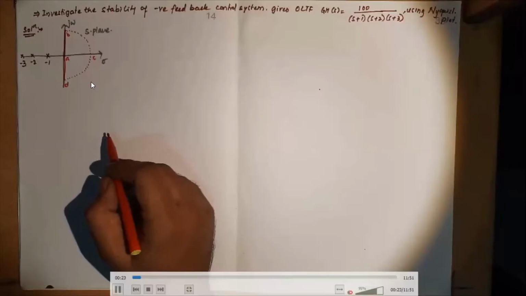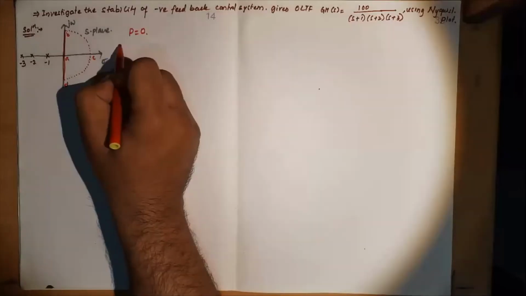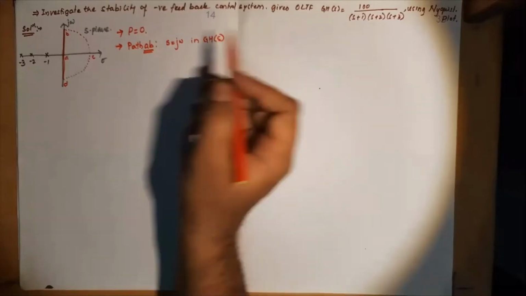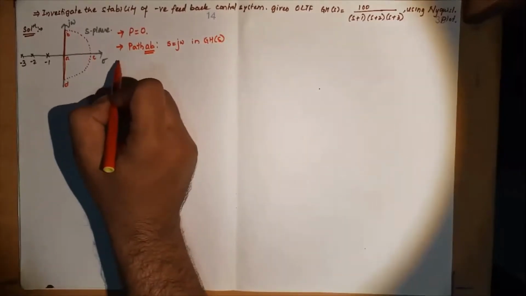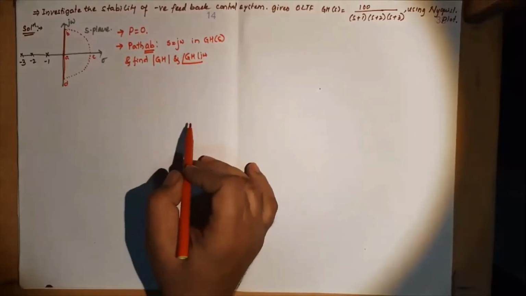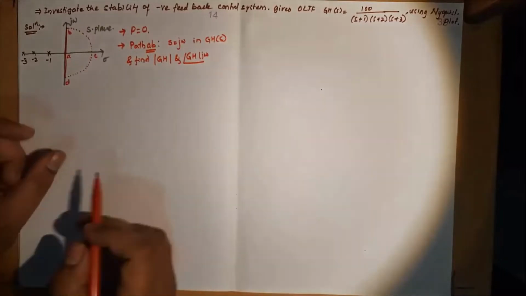So in today's class, we consider another numerical, which is given by 100 divided by (s plus 1) into (s plus 2) into (s plus 3). So P equal to 0, then let us map path AB. So for path AB we substitute s equal to j omega in G(s)H(s), and then we find the magnitude of GH for path AB, then the phase angle of GH of j omega for path AB.